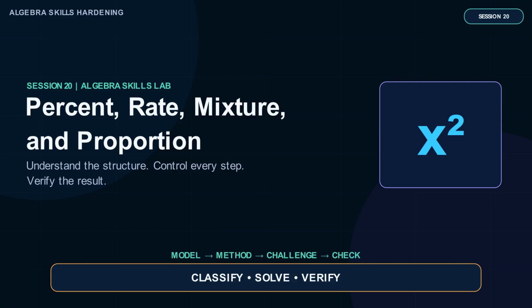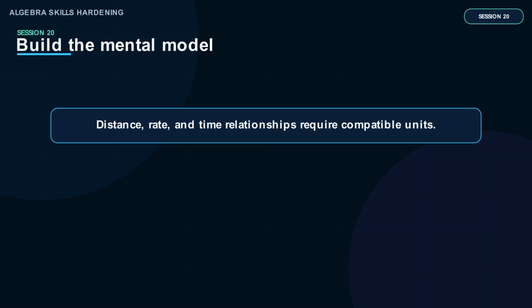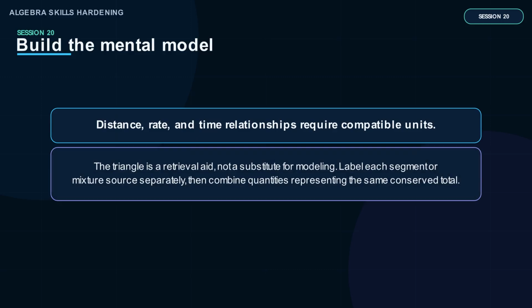Keep a pencil ready. We will build a visual model, use a repeatable process, solve a demanding example, diagnose an error, and finish with a checkpoint. Start with this picture. Distance, rate, and time relationships require compatible units. The triangle is a retrieval aid, not a substitute for modeling. Label each segment or mixture source separately, then combine quantities representing the same conserved total.